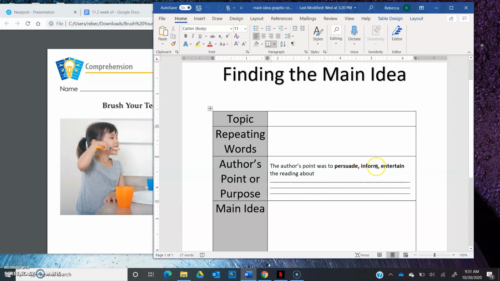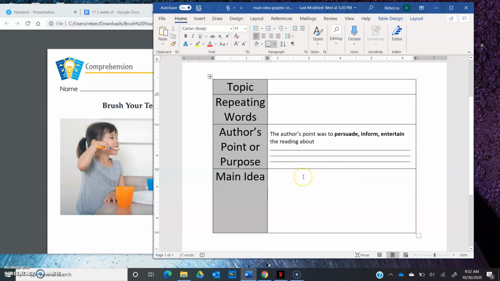If they're informing us, they're just trying to give us the information. So maybe they're not trying to get us to eat healthy foods, but they're just giving us the facts about healthy foods. And then entertain. That means they want us to feel like we're having fun when we're reading, or they want us to feel engaged. So if we're sticking with the fruits and vegetables example, maybe they've come up with this cool story with fruits and vegetables as characters, and they do a bit, and it's really funny, and we feel joy when we're reading it. So we're going to pick one of those three things to say what the author's purpose was.